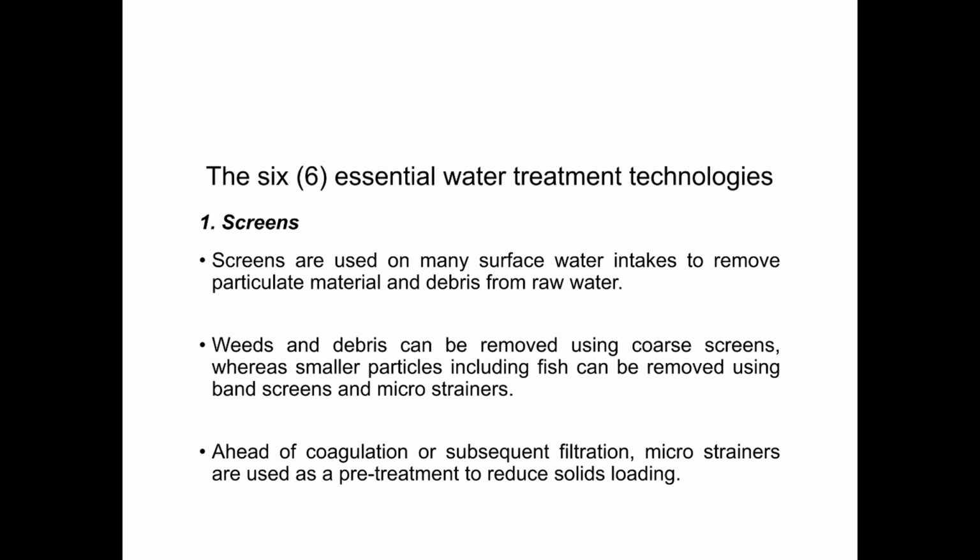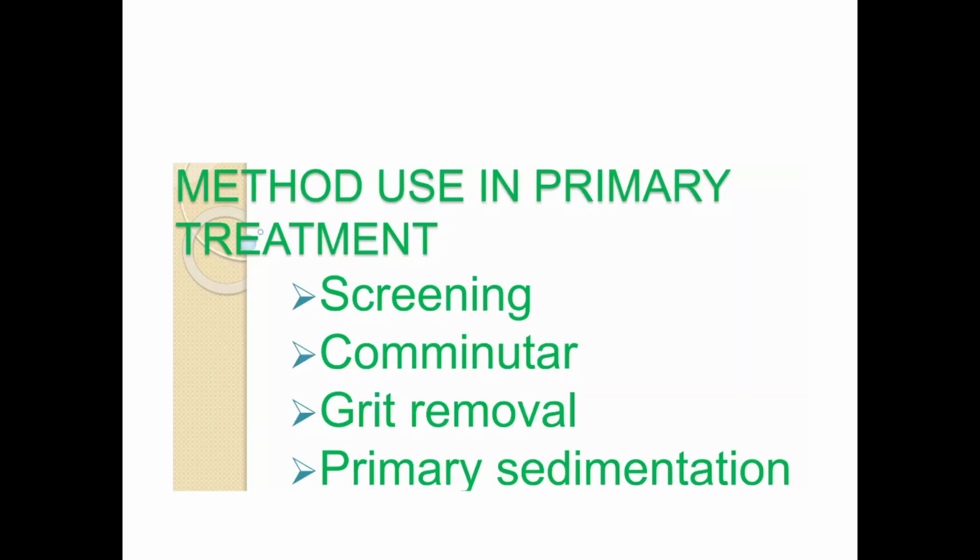Weeds and debris can be removed using coarse screens, whereas smaller particles including fish can be removed using band screens and also micro screens. Ahead of coagulation or subsequent filtration, micro strainers can be used as a pre-treatment to reduce the solids. Large substances can be removed by coarse screening. The methods used are screening, comminutor, grit removal and primary sedimentation.